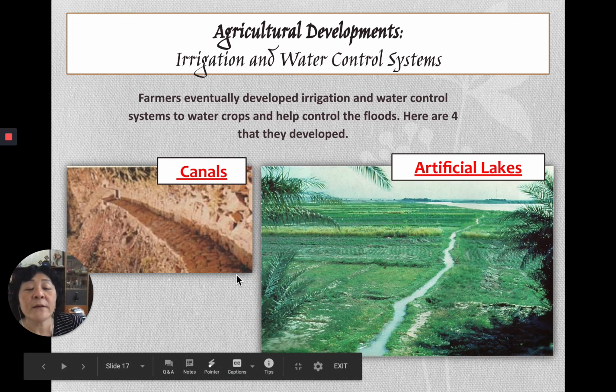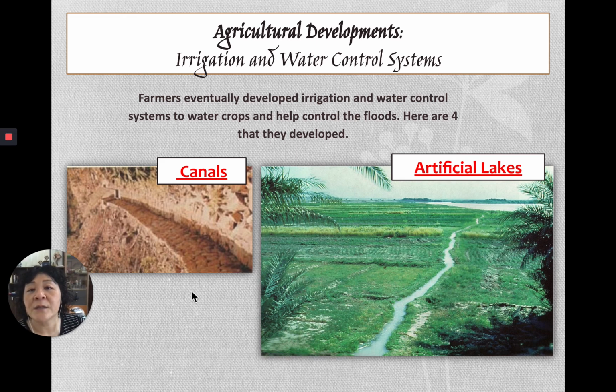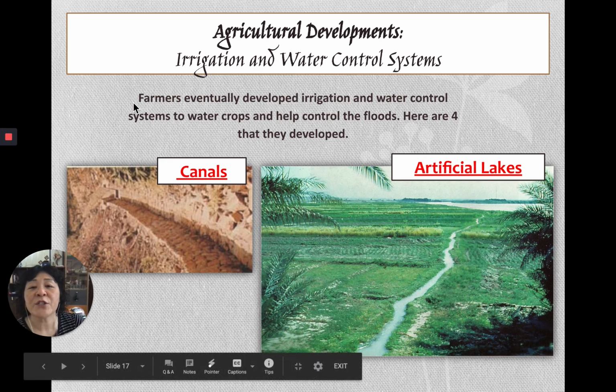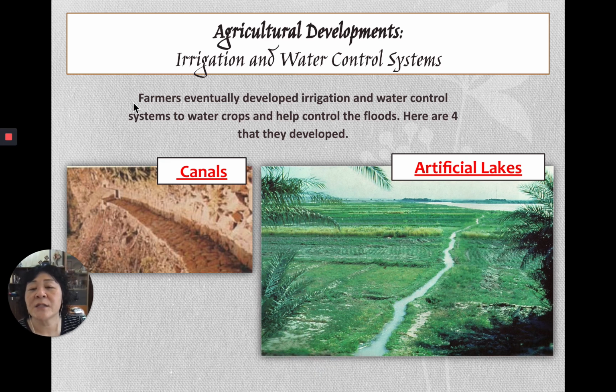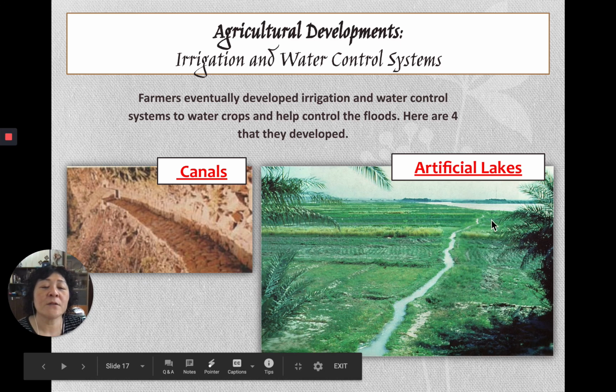All right, so here are some images of some of these irrigation and water control systems. Farmers eventually developed irrigation and water control systems to water crops and help with floods. Here are four that they developed. So these are canals. You see how it's dug out? The water would run through that. Okay. And then artificial lakes. I think it's kind of hard to see.